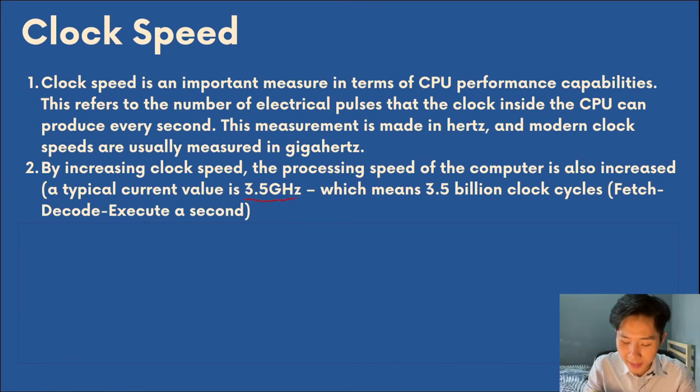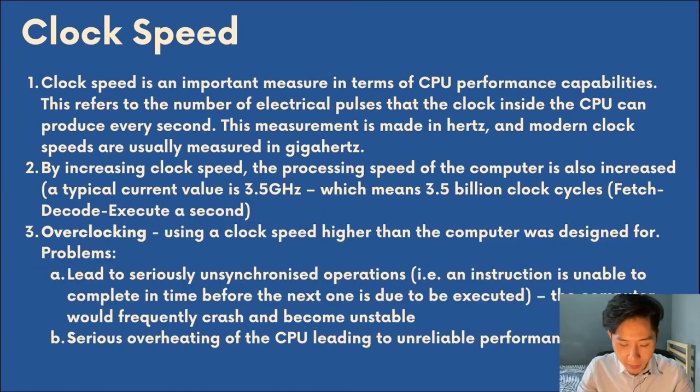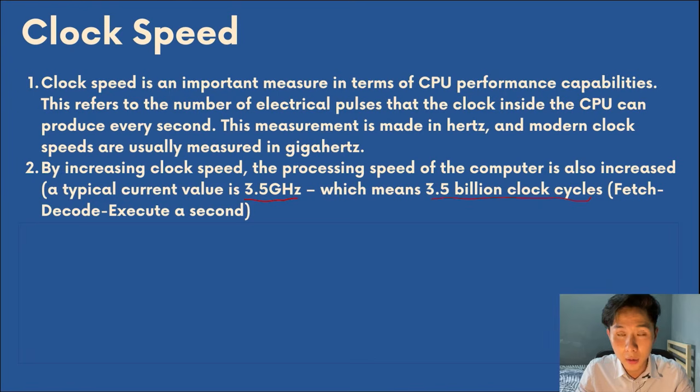An example is that if your computer has a speed of 3.5 gigahertz, this means that in 1 second, your CPU will be able to process 3.5 billion instructions. And by increasing the clock speed, your computer can carry out more instructions in just 1 second.